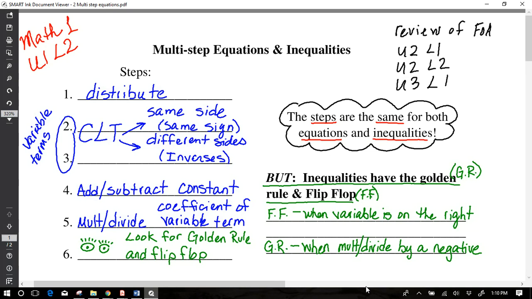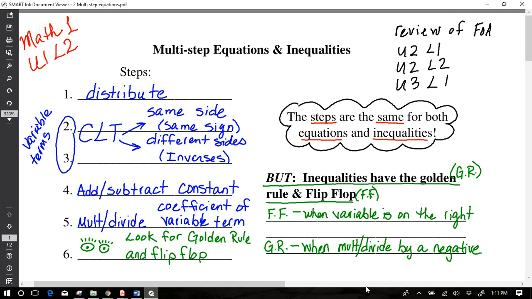And remember, we need to pay attention: if the like terms are on the same side of the equal sign, we keep their signs the same. And if they are on different sides of the equal sign, that is when we use our inverse operations, or the opposite. Next, we add or subtract our constant term away from the variable term. And then last, for equations, we multiply and divide by the coefficient of the variable term.